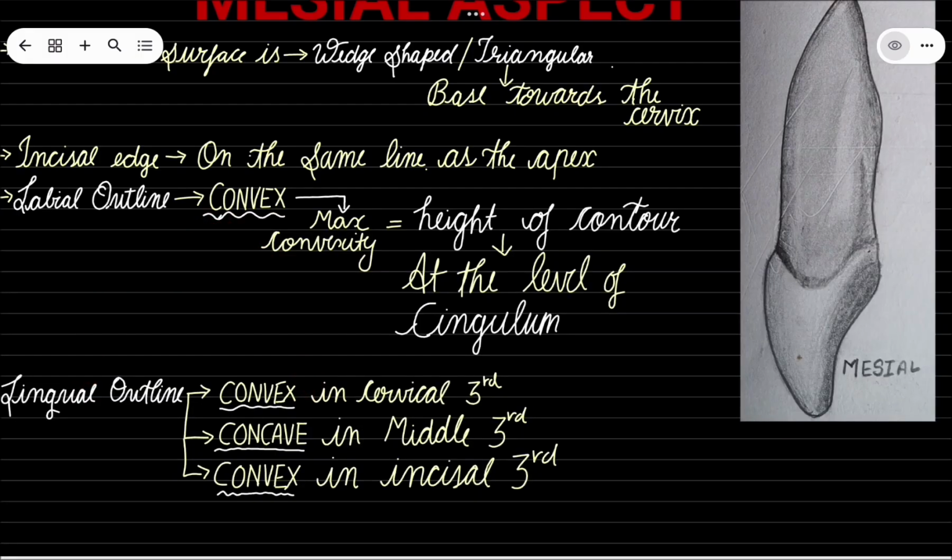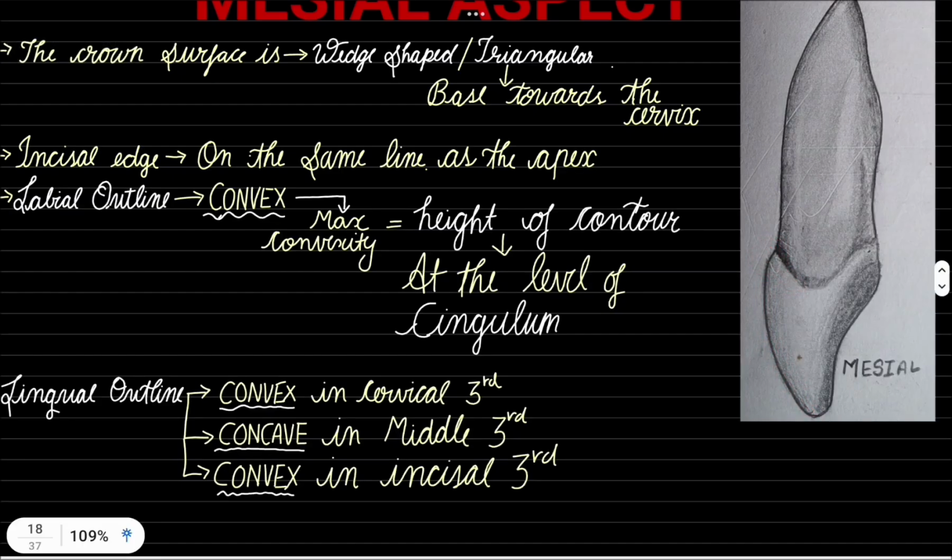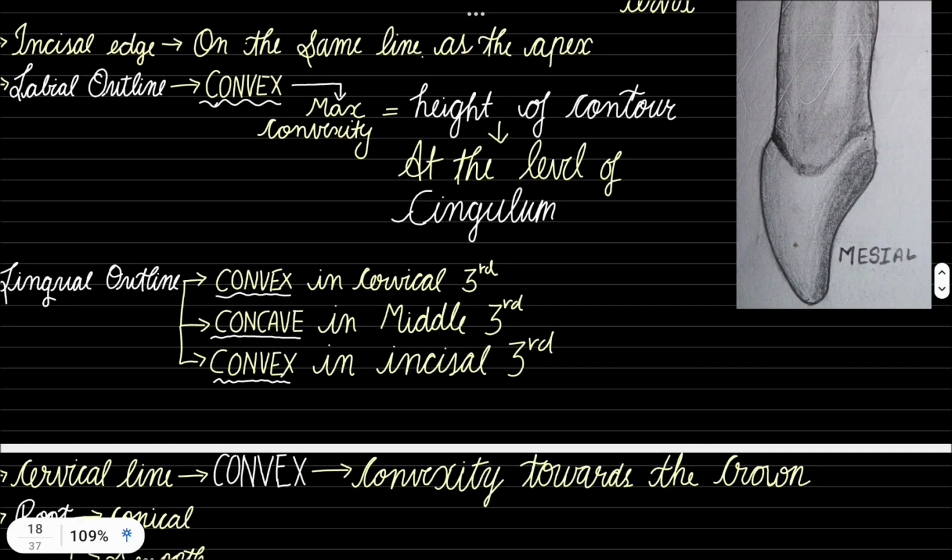So the height of contour for the labial outline will be at the level of the cingulum. As you can see, at this point the convexity is maximum. So that is at the point of the cingulum. Now the lingual outline is a little bit complex because of the presence of the cingulum. So here in the cervical third, as you can see, I am tracing it, it is convex. Now as we move further towards the middle third, it will become concave. And then again as we move towards the incisal third, it will become convex. So it will be convex, concave and convex again.